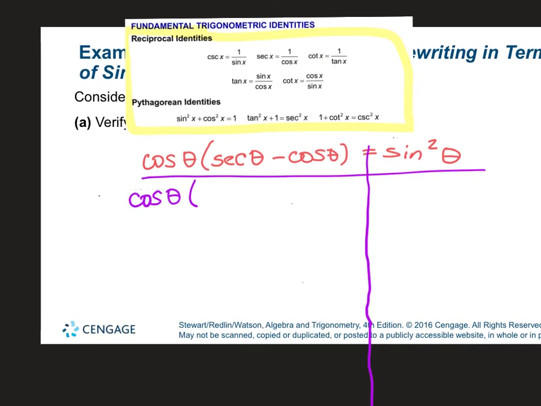Now I see a secant. Well, what can I change secant into using my identities? What is secant the same as? Good. 1 over cosine theta. Perfect. Then I have minus cosine theta. And what's that over? Over 1, right? Now, I can't just go ahead and cross off cosine because I have this minus sign in the middle here. If it was just one term, we'd be good to go, but we can't. So let's leave our cosine theta out here.